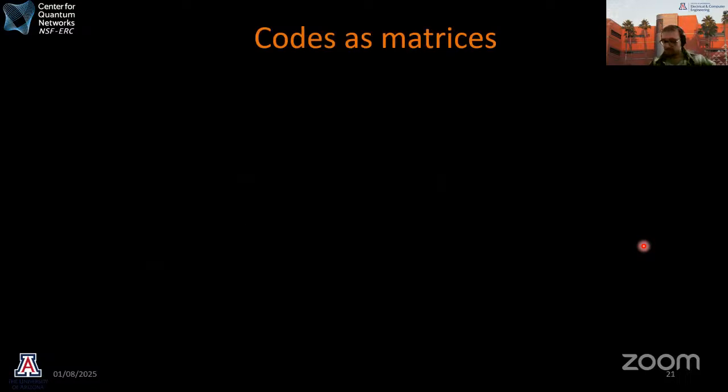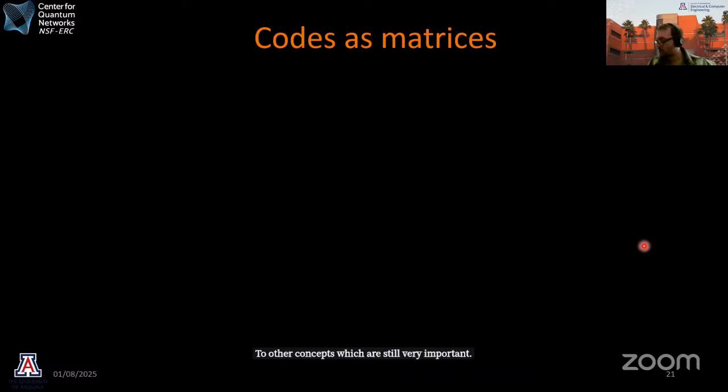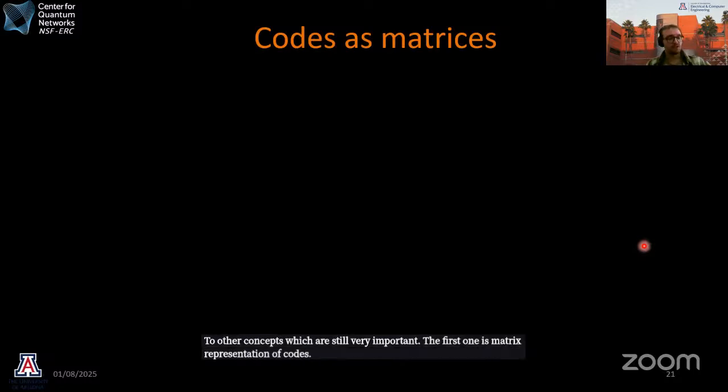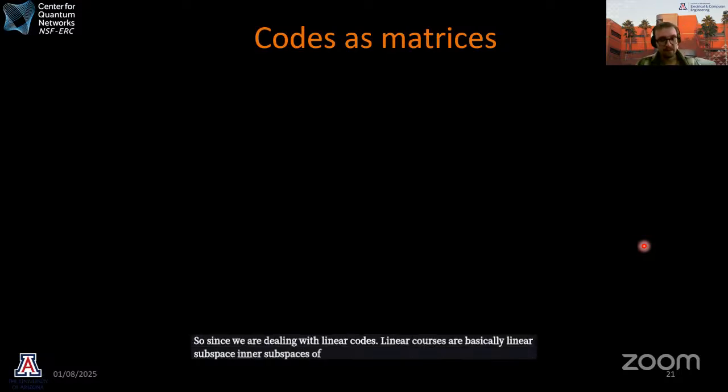Okay, so these were the basic ideas of what is a code and what is a decoder. And now we will move forward to other concepts which are still very important. The first one is matrix representation of codes. Since we are dealing with linear codes, which are basically linear subspaces of the binary field, these spaces can be represented with matrices.